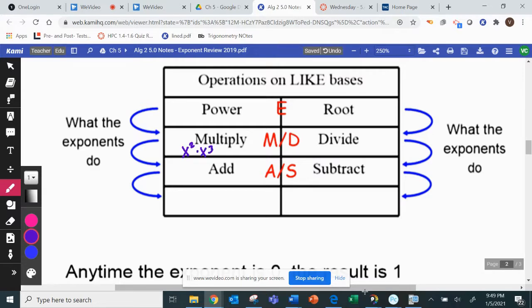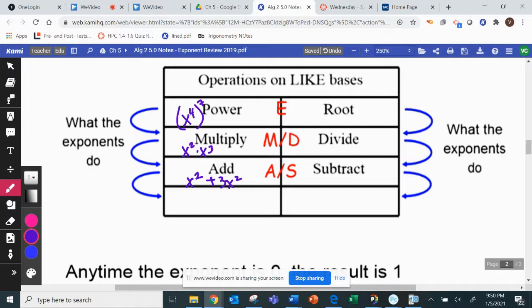Adding like bases would be x squared plus 3x squared, which we didn't do today because that's not really what our lesson is about. Doing a power would be something like x to the 4th to the 7th. These big words follow the order of operations. We always do exponents first, then multiplication, division, then adding, subtracting. So it's following that order, and that's how I know how to set it up.